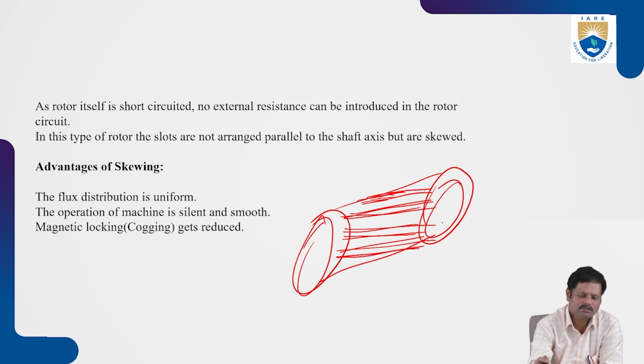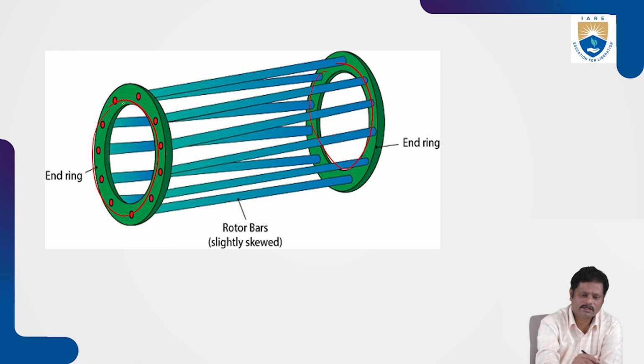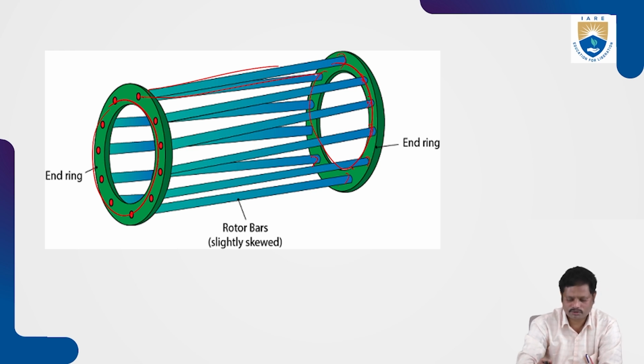The advantage of skewing is that the flux distribution is uniform and the operation of the machine is silent. So no sound will be there when it is running, and magnetic locking or cogging can also be reduced. It is nothing but rotor bars being slightly skewed. These are the end bars. They are short circuit bars. The bars are short circuited at the ends. These copper bars or aluminum bars are short circuited. So it is called skewing.